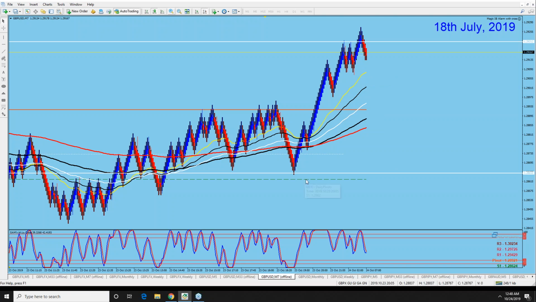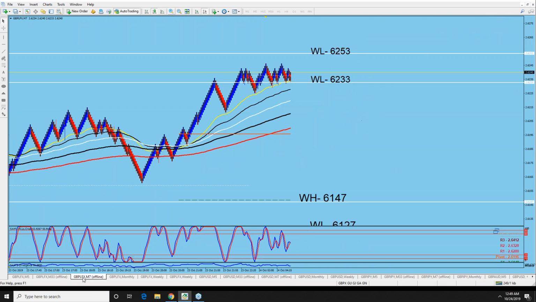This is pound USD. If you want to go short pound USD, also see, because this is the pound index, right? The individual index is bullish. All the pairs are still bullish and going up, but they are stalled at the stations, right?